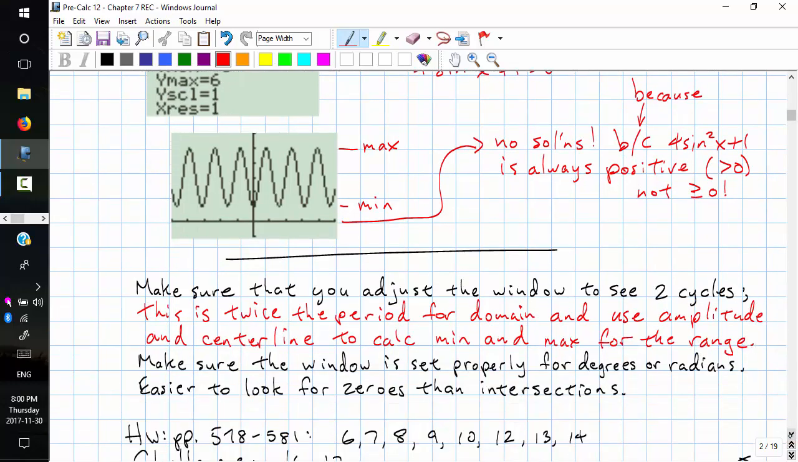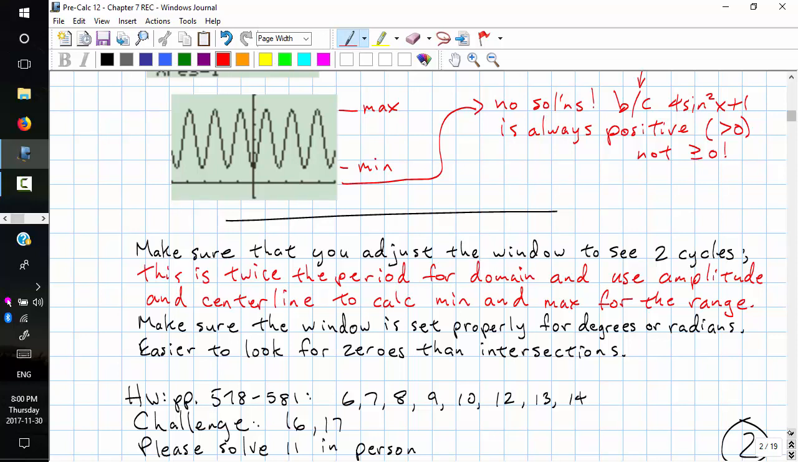Okay, so when you're solving graphically, make sure you adjust your window to see 2 cycles. This is twice the period for the domain. Use the amplitude and center line to calculate the min and the max for the range. Make sure the window is set properly for degrees or radians, and it's easier to look for zeros than intersections. And that completes this lesson.